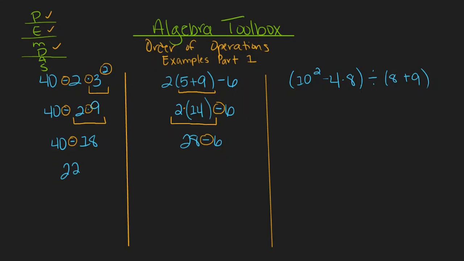28 minus 6 is 22. So our final answer is actually 22 for this one as well. Funny how that worked out. Let's take a look at one final example. In this case, we have the quantity 10 squared minus 4 times 8 divided by the quantity 8 plus 9.